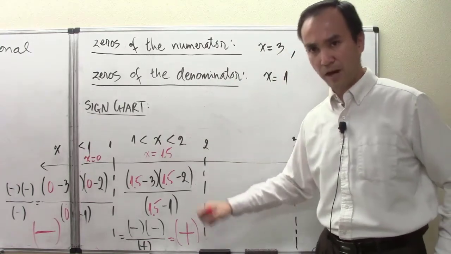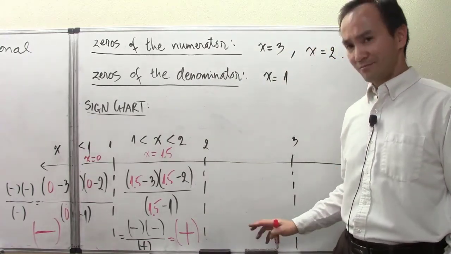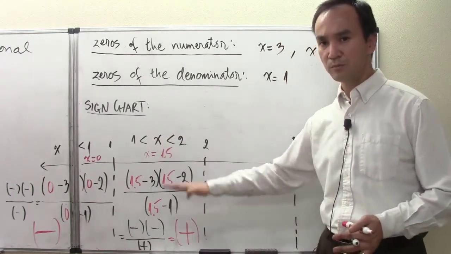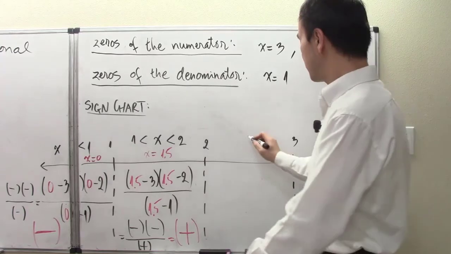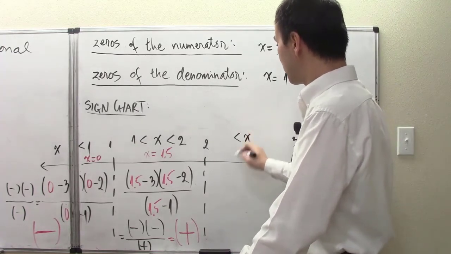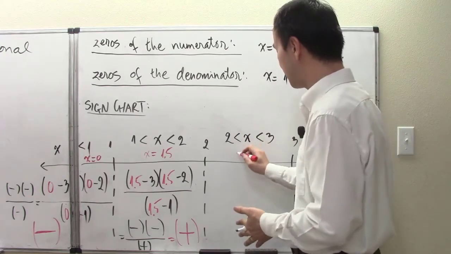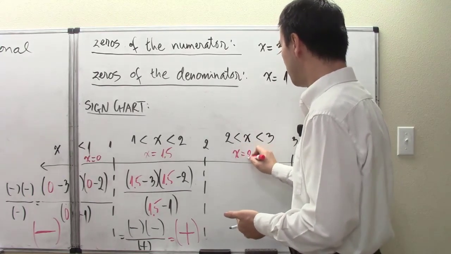That's what the red positive sign is for. All right, so now we're done with that interval for x values between 1 and 2. Let's move on to the next one right here. This interval is designated for those x values between 2 and 3. I'm going to pick, how about x equals 2.5.